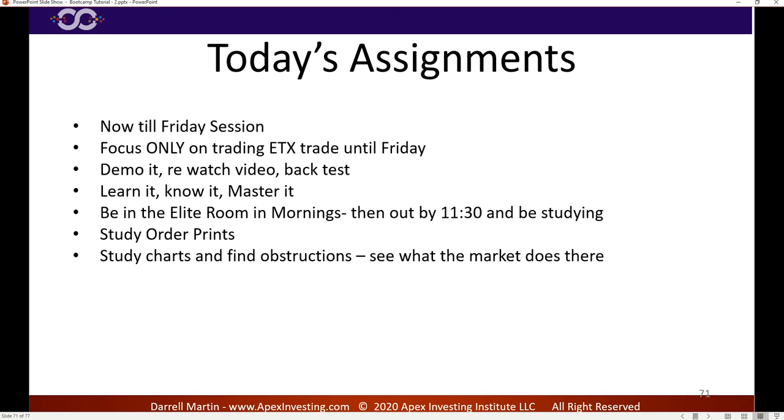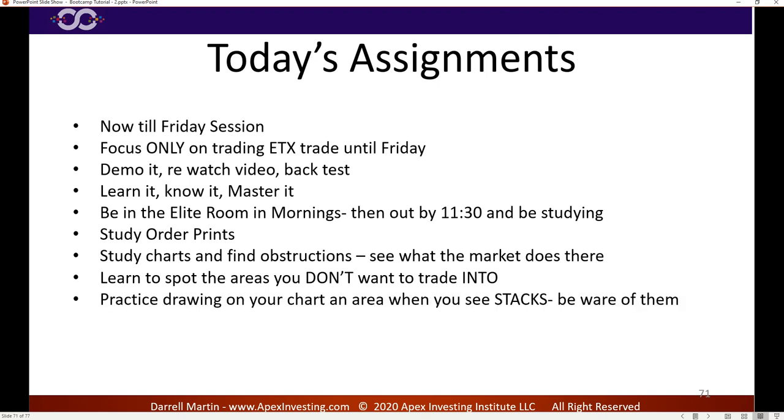Mark them as a heads up, like, hey, I've got to keep an eye on that for when the market gets to that level. I don't want to trade into that. Okay, so learn that. Practice drawing those on there.